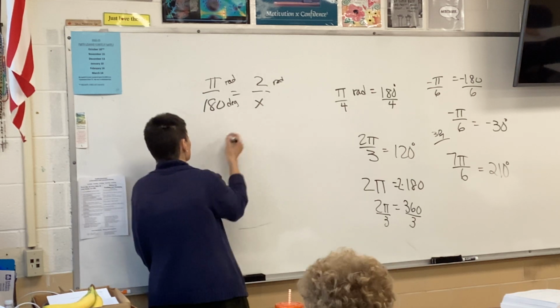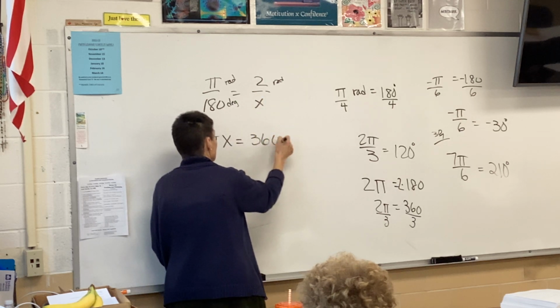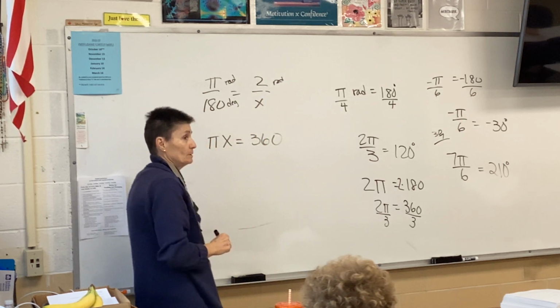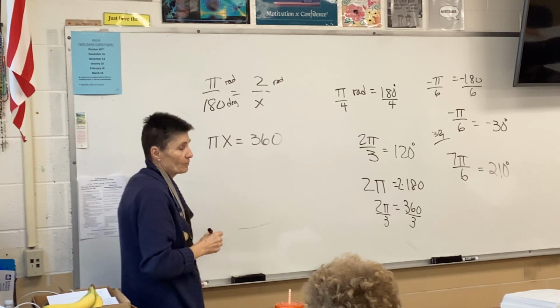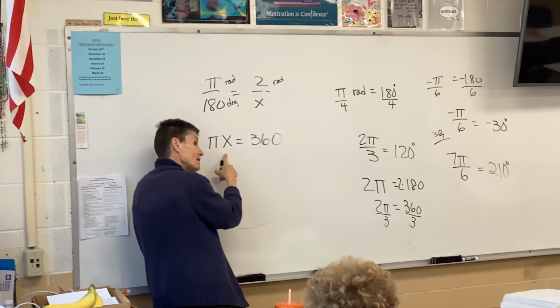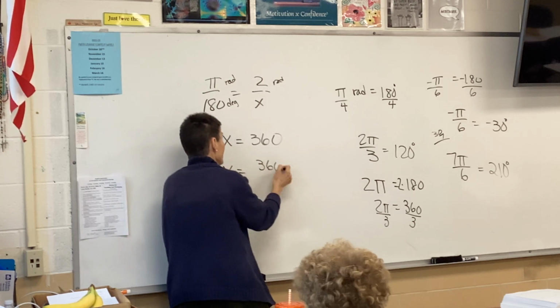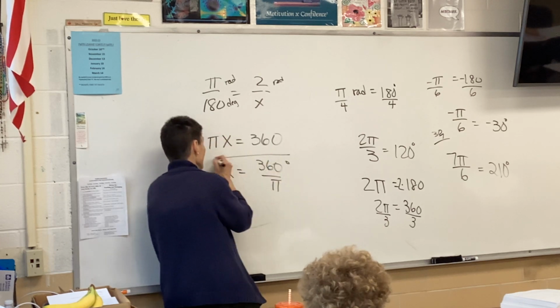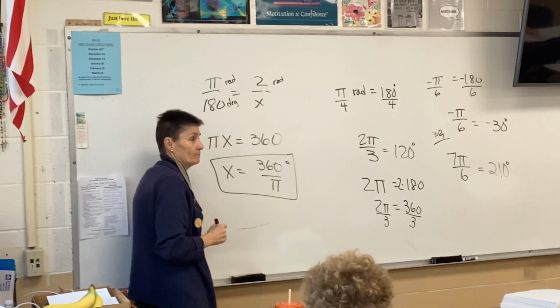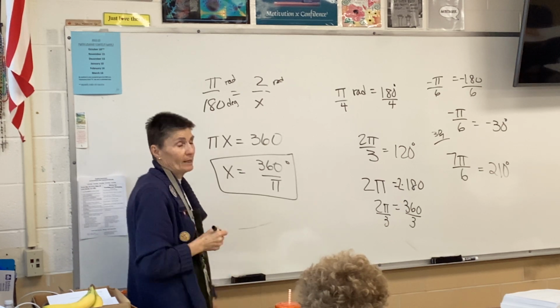So now I'll cross multiply. Pi x equals 360. You can use a calculator if you need to. You probably ought to know 180 times 2 is 360. Now remember, you're solving for x. So you're going to divide by pi. And there is the answer to the question. I know it looks funky. We just have to get used to it.